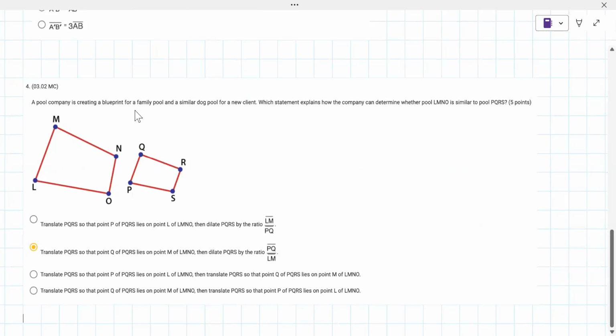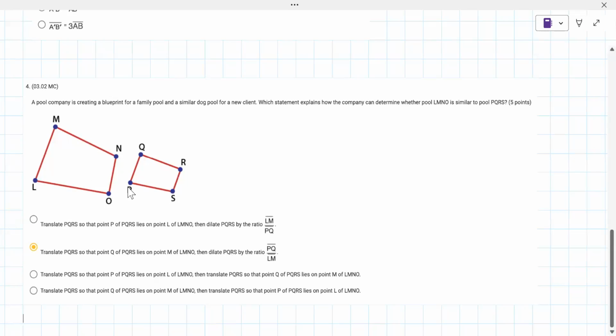So a pool company is creating a blueprint for a family pool and a similar dog pool for a new client. Which statement explains how the company can determine whether pool LMNO is similar to pool PQRS? So we know that the sides have to be in the right proportionality. PQ over LM. Okay, I see. So translate PQRS so that point Q lies on point M. That would be good.